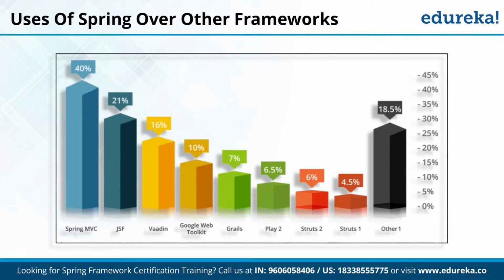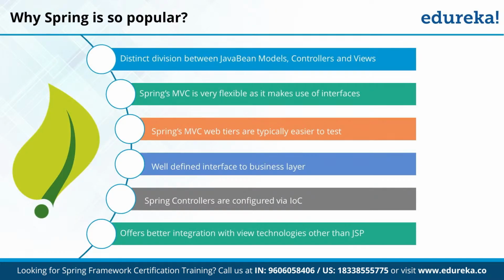So there is some industrial usage of the Spring Framework over the other frameworks. It's 40% as compared to the other frameworks, if you will see that. So this is on top of it, right? Industrially, Spring Framework is used very widely rather than the other frameworks. If you can see this slab coming up, Spring Framework is maximum with 40%. Now, why so? So guys, number one, distinct division between Java Bean models, controllers, and views.